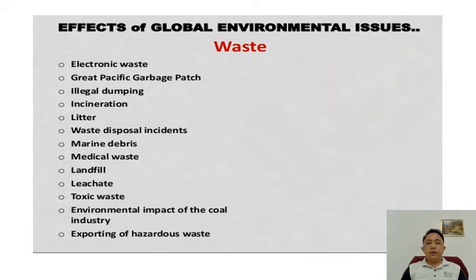So another effect of environmental issues is the production of waste materials. So there are different waste materials that are being produced, not only globally, even here in our country. One type of waste that is generated is electronic waste. So when we talk about electronic waste, these are now the electronic devices that are already obsolete.